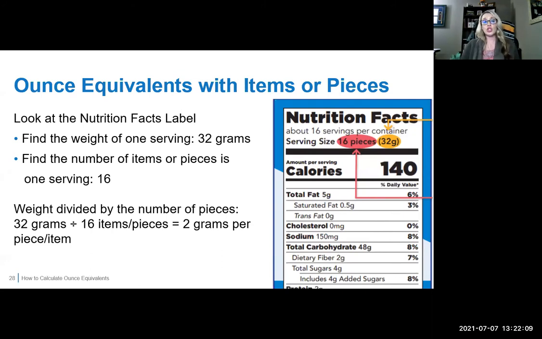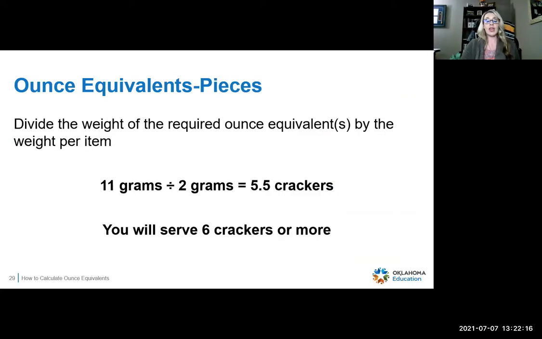So what you can do is you can do the math. If you need 11 grams, 11 grams divided by 2 grams equals 5.5 crackers. So you would need to give them 6. But again, if you use this chart as well, it will tell you the same thing, how many crackers.